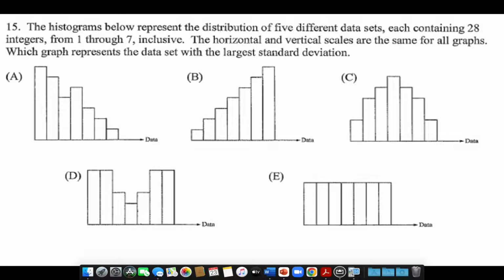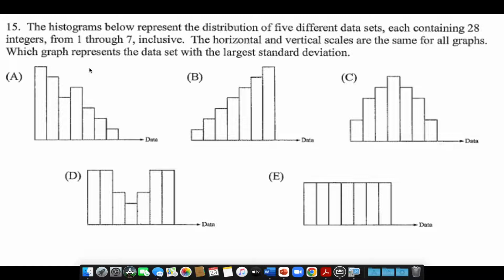A is skewed right. So the median is going to be... so on A, which one's going to be bigger, the mean or the median? The mean. The mean's going to be bigger on A because the mean wants to go out to these extremes, right? The opposite's true on B.